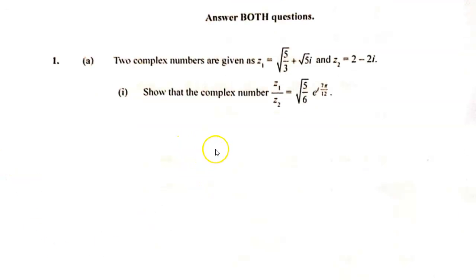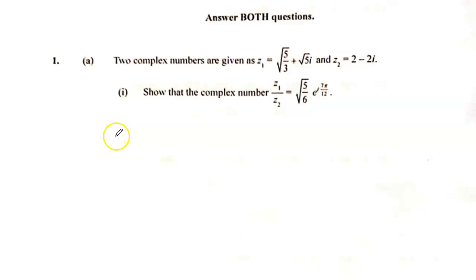Two complex numbers are given as z1 equals root 5 over 3 plus root 5 i, and z2 equals 2 minus 2i. Show that the complex number z1 over z2 is equal to root 5 over 6 e to the i 7 pi over 12.